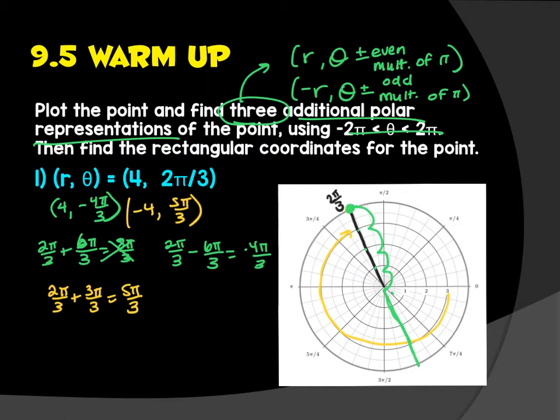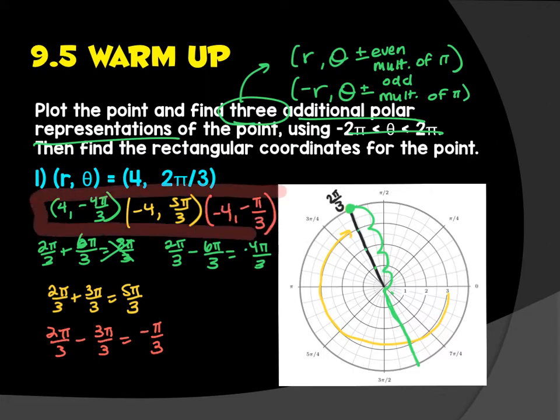Now I need one more. So I'm going to take 2 pi over 3, and I'm going to subtract 3 pi over 3 from it, and I get negative pi over 3. That's in between negative 2 pi and positive 2 pi, so that's my third coordinate point. There's my 3 additional representations of that point.